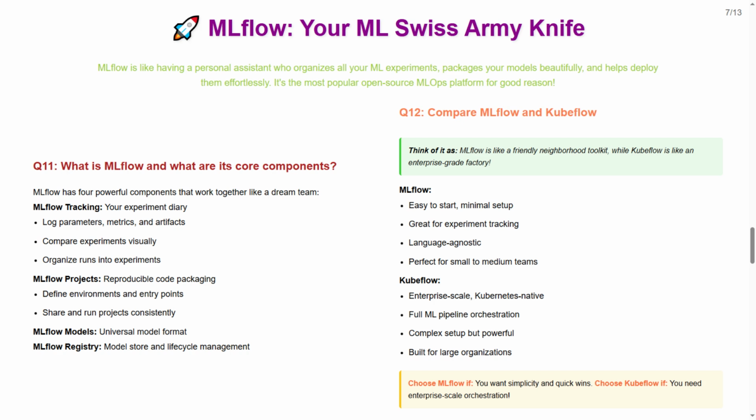Let's look at the analogy section. Think of it as MLflow is like a friendly neighborhood toolkit, while Kubeflow is like an enterprise-grade factory. MLflow: easy to start, minimal setup. Great for experiment tracking. Language agnostic. Perfect for small to medium teams. Kubeflow: enterprise scale, Kubernetes native. Full ML pipeline orchestration. Complex setup but powerful. Built for large organizations.